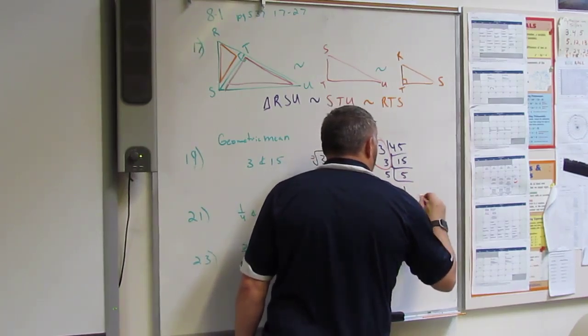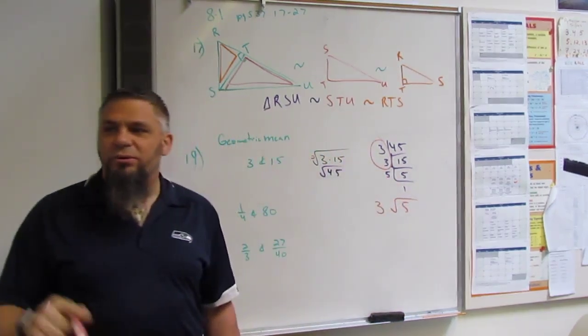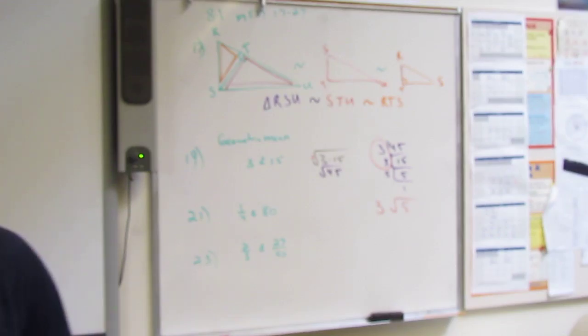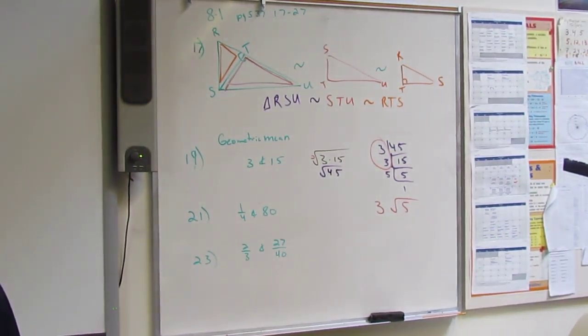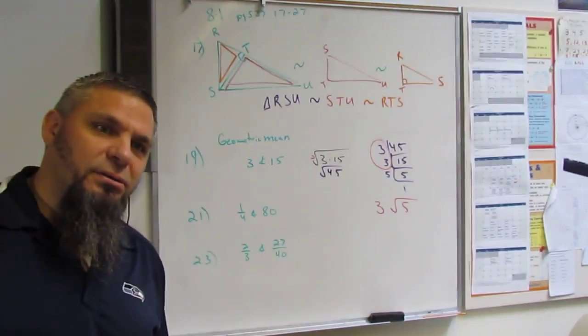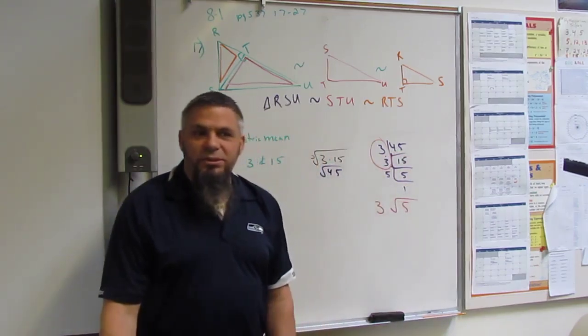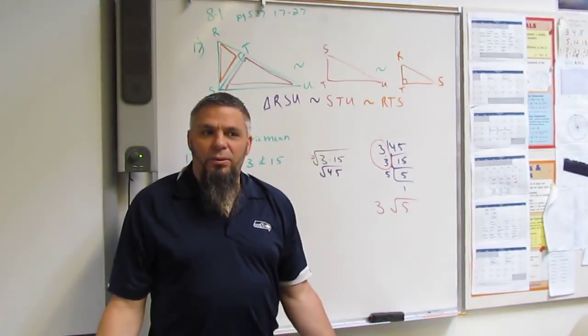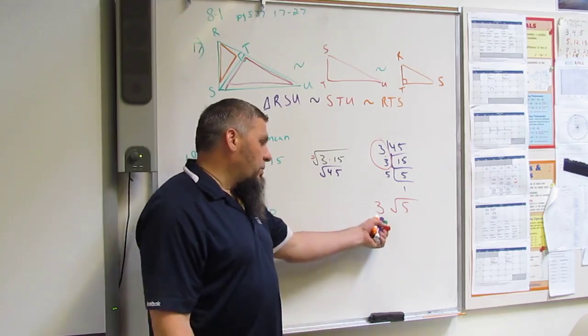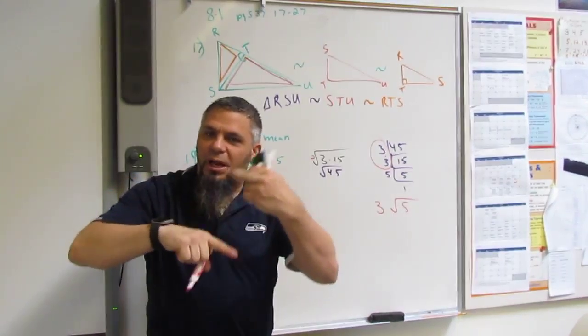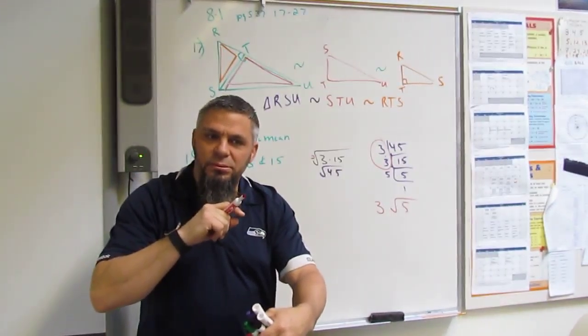Now, let me ask you a question. What is the square root of 9? People, really? 3. And that's all we're doing right here. This is 9, 3 times 3 is 9, and the square root of 9 is 3. So we're just pulling out our square roots.